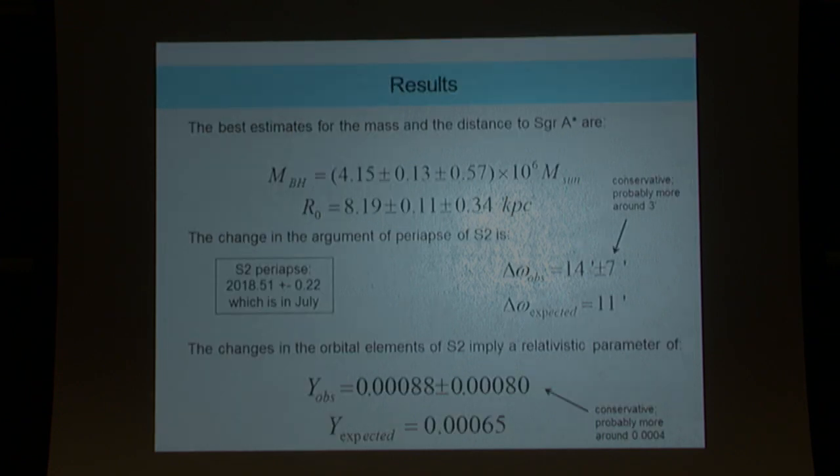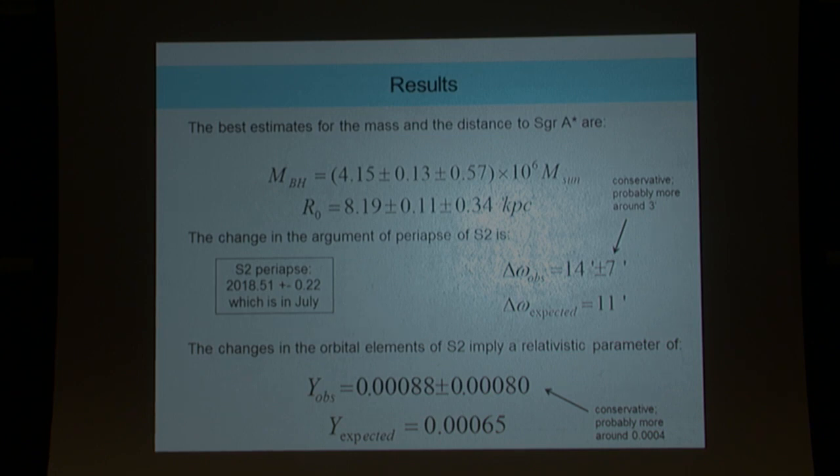So as a result, we got a mass and a radius, a distance, which is in agreement with most other derivations. We have a periapse time, which has a large uncertainty, but which is also fine. So it tells you at least that it's going to be somewhere, it's actually not July, I see here. Yeah, whatever. It's going to be in the middle of next year.